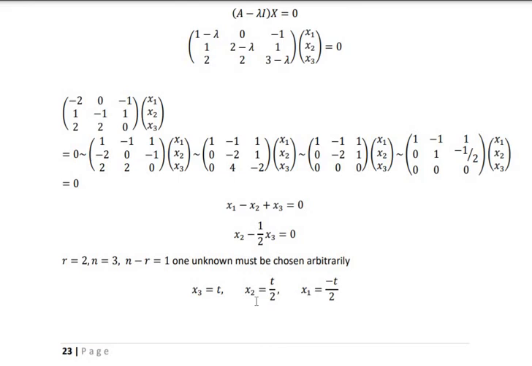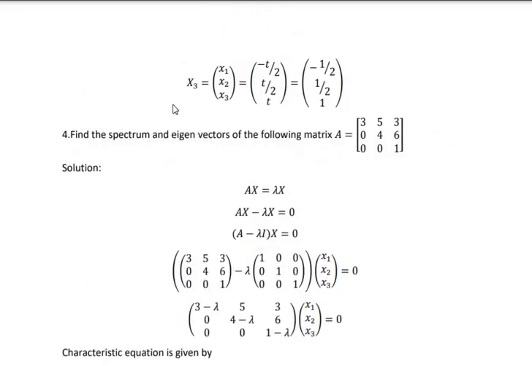And what about x1? We substitute x3 and x2 in the first equation. You will get x1 equal to minus t divided by 2. Therefore the eigenvector corresponding to lambda equal to 3, that is x1, x2, x3, is minus t/2, t/2, and t. So the eigenvector is (-1/2, 1/2, 1).